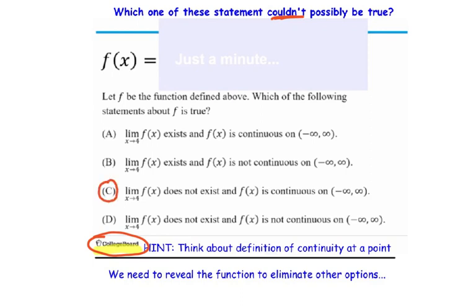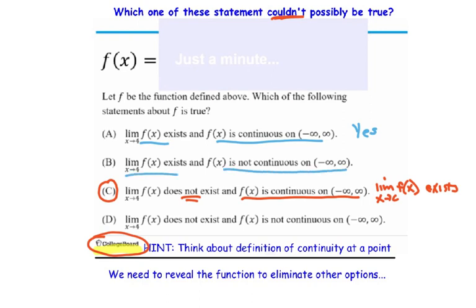Well, the answer is C. What could not be true? They're telling you that f of x is continuous on the real numbers, and if so, that means that the limit as x goes to c for any of those numbers must exist. And they're saying here that f does not exist, so that just cannot be true. So then, which of the following is true? Well, if the limit exists and f is continuous, yes, that could work. If f is not continuous, the limit could still exist at x equals 4. If f is not continuous, the limit might not exist at x equals 4. So we really don't know. We need to reveal the function to eliminate the other options.